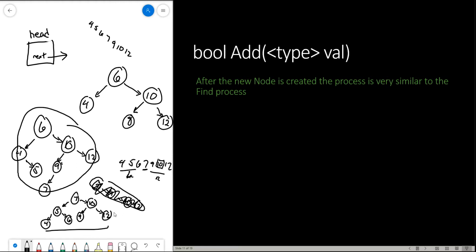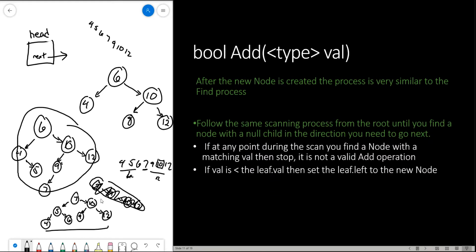Now, typically speaking, we'll do this as a preemptive check. So we'll say, if the right child, the one that we're trying to go to, does exist, then continue searching, or continue trying to find the place to add. If the right child of the thing we're trying to go to doesn't exist, that means that's where we're trying to go. So set it. Quickly go through this process so you can actually see the steps. Follow the same scanning process from the root until you find a node with a null child in the direction you need to go next. And then that's where you're actually going to insert it.